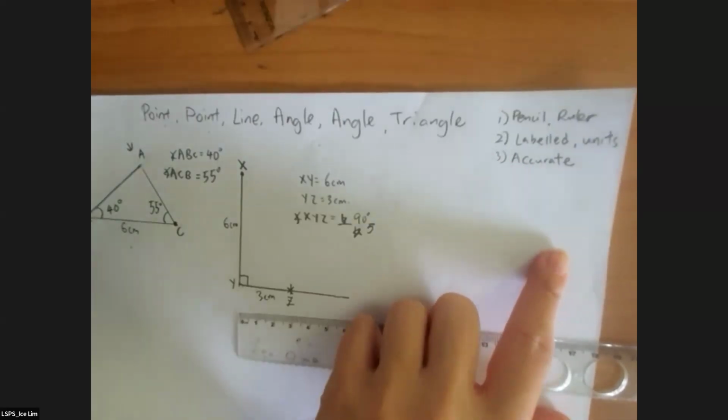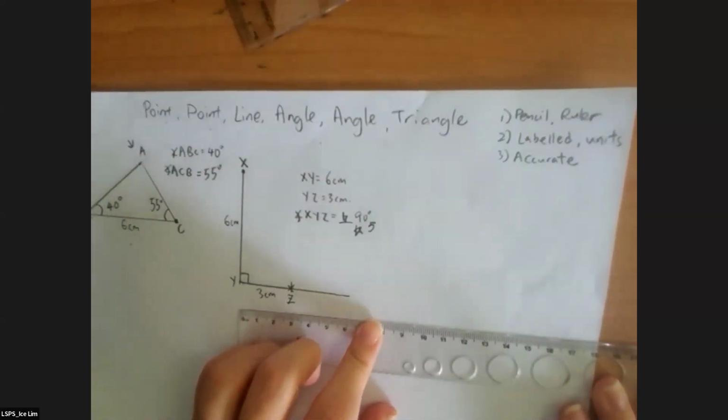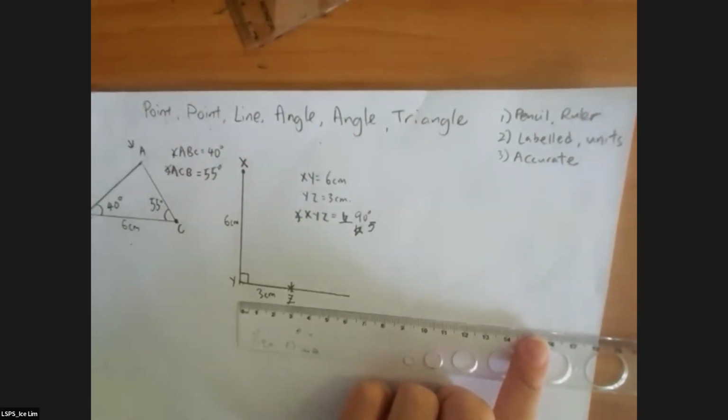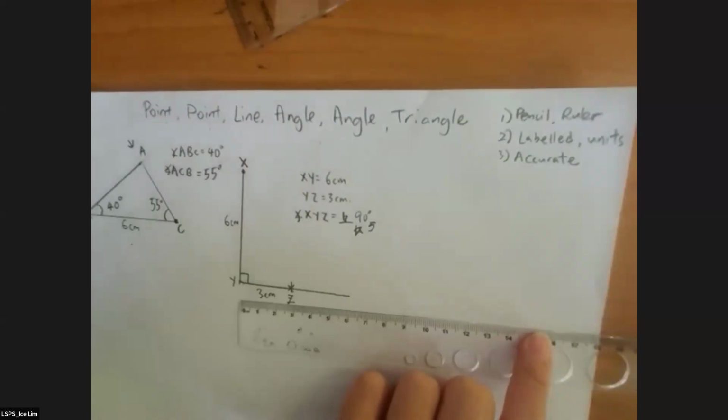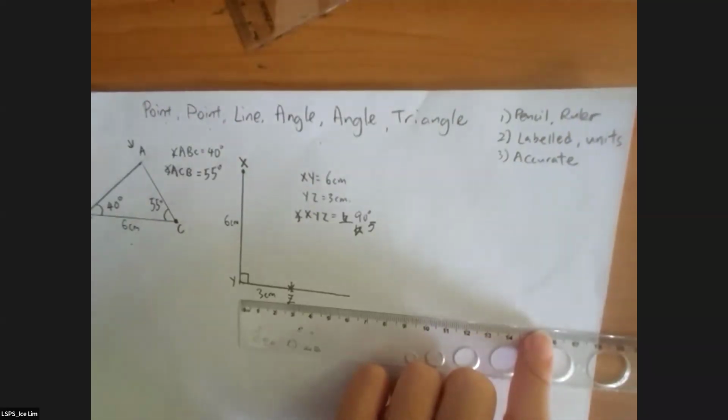Okay, and so over there, in an exam, you must draw all drawings in pencil and ruler. This is consistent for all drawings, including when we draw the front view, back view, side view. Okay? Second, make sure you label everything. Point X, point Y, point Z, 6 centimeters, 3 centimeters, right angle.